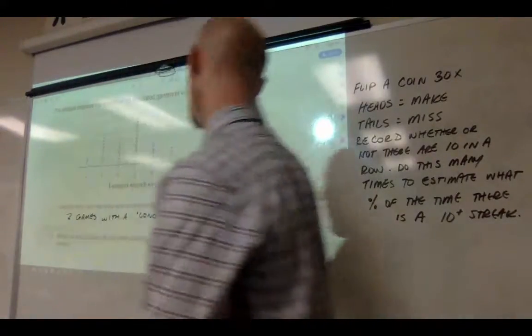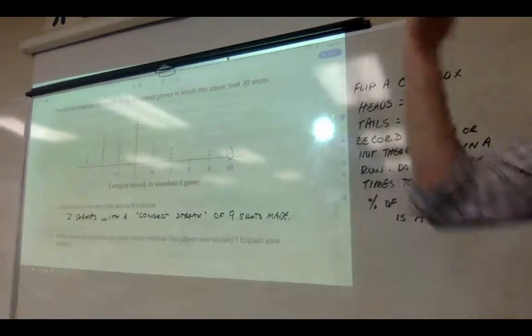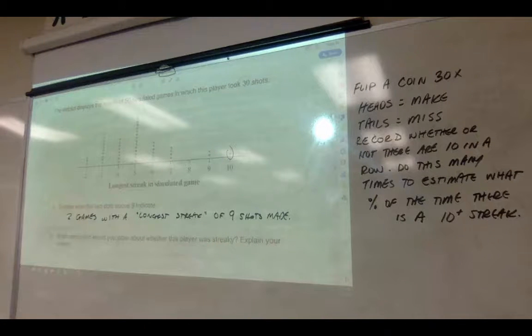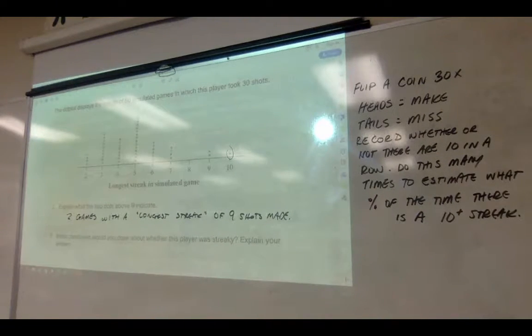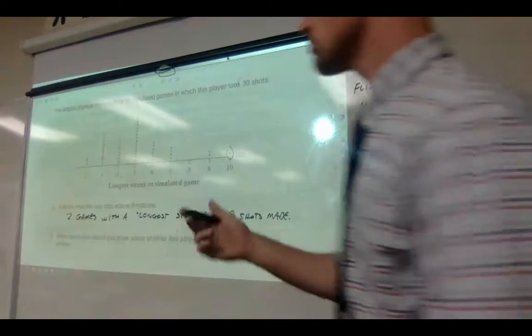So what conclusion could we draw about whether this player is streaky? No, just lucky. It was just chance. No, he is streaky. Because by chance, it's almost impossible. Don't we have to do the math thing? 1 out of 50. Let's do the math.